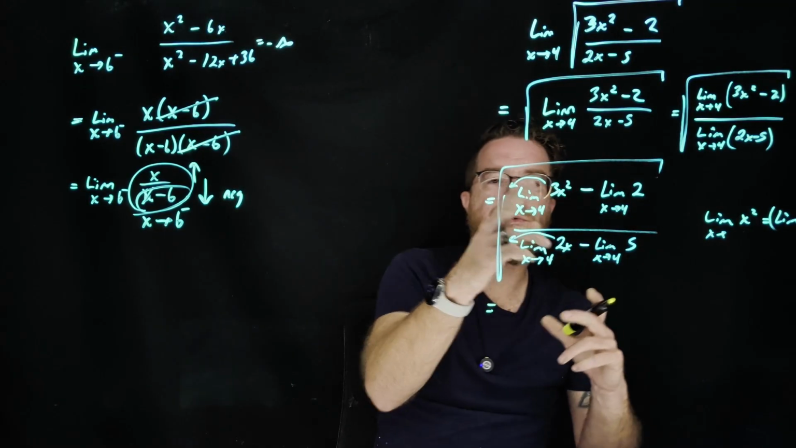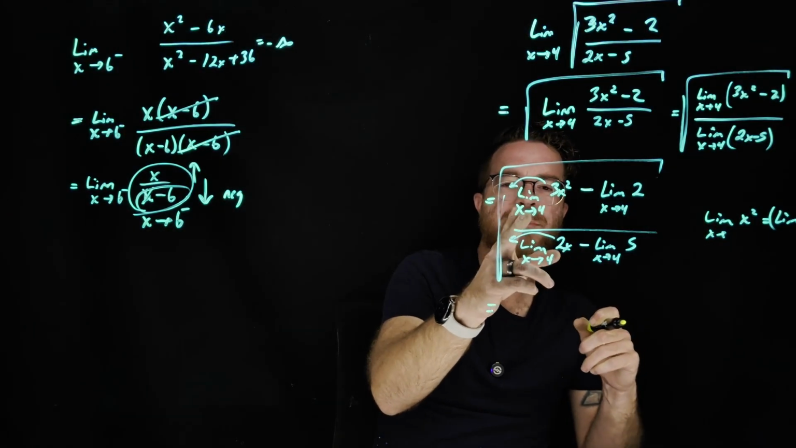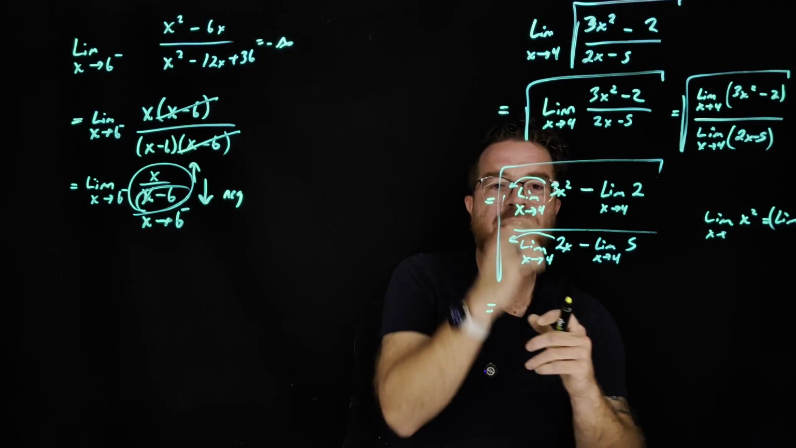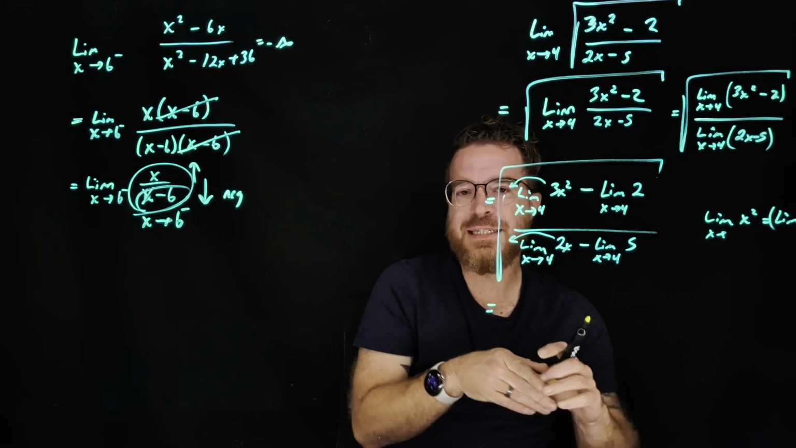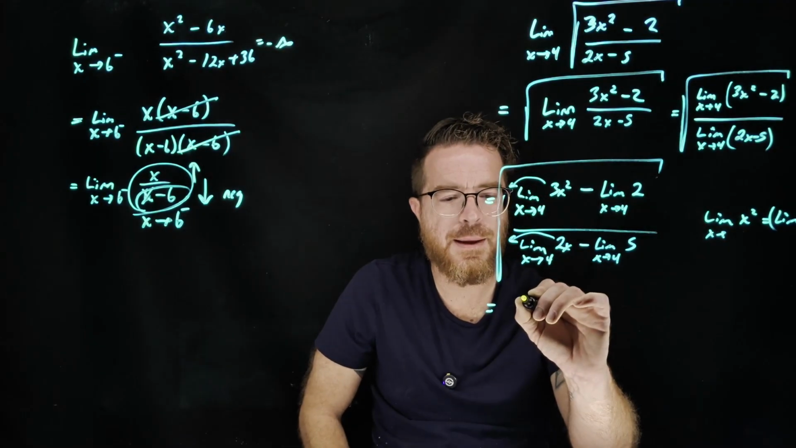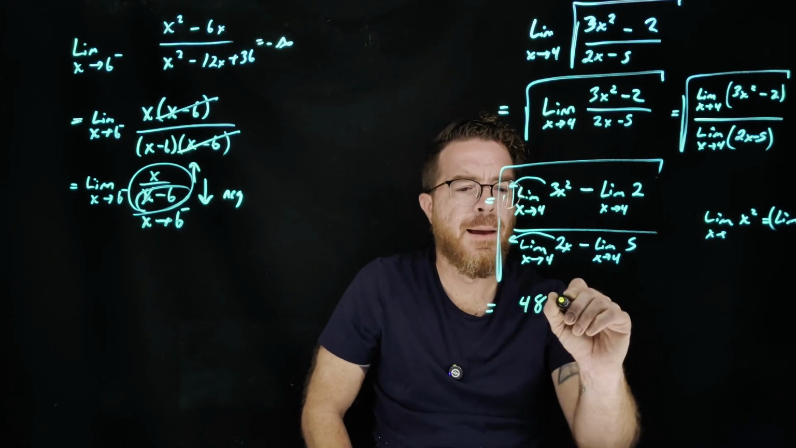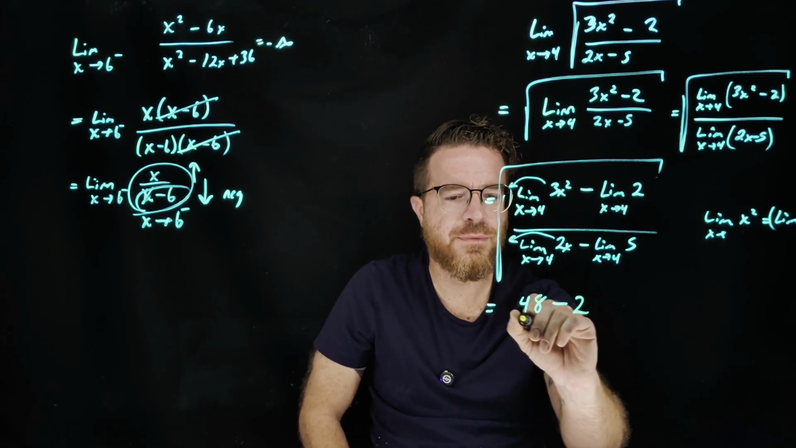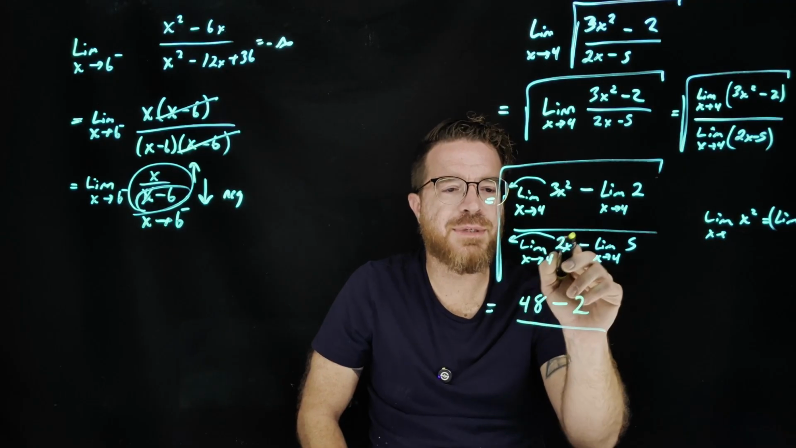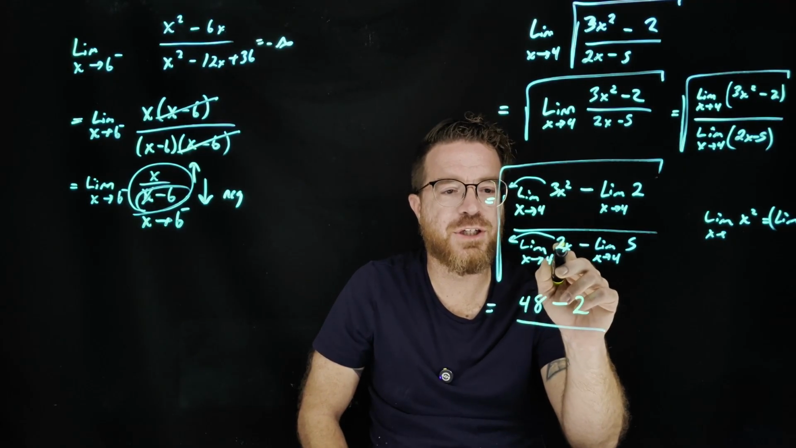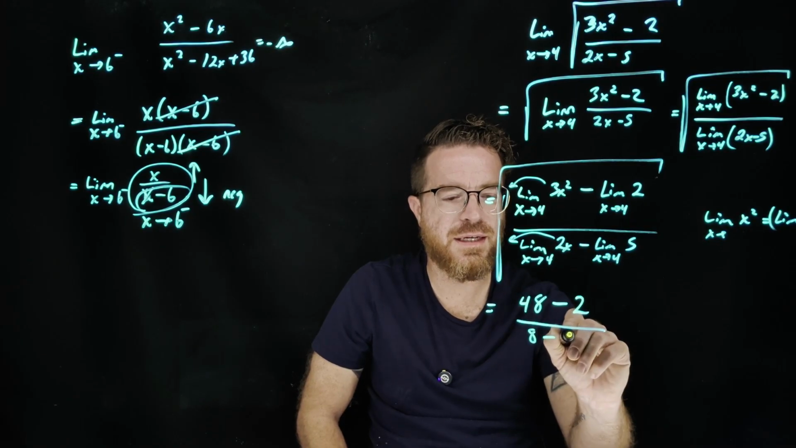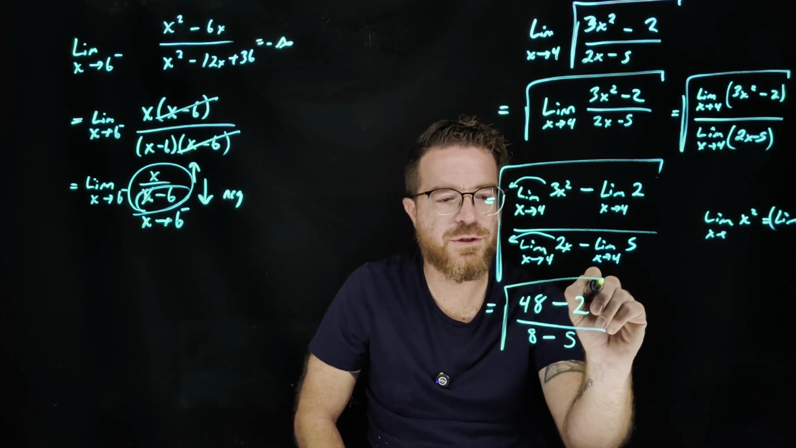So the first limit, we have 3 times the limit as x approaches 4, x squared. So we're going to plug 4 in, and we're going to get 4 squared is 16. 16 times 3 is equal to 48. Minus the limit of a constant is just a constant, so minus 2, divided by 2 times the limit as x approaches 4, x. So this is going to be 4 times 2 is 8, minus the limit of a constant is a constant. And then this is under the square root.